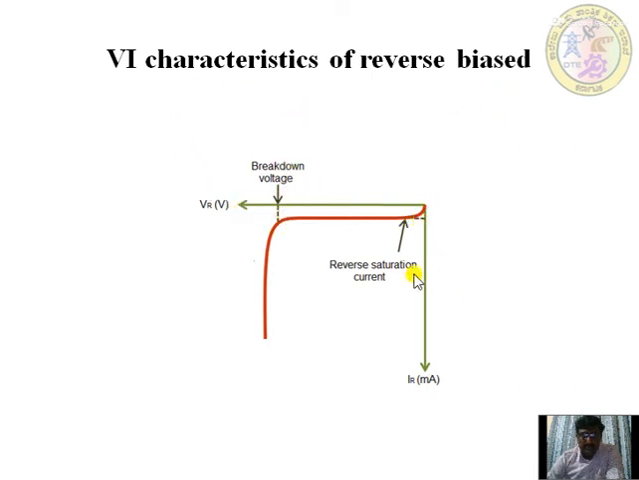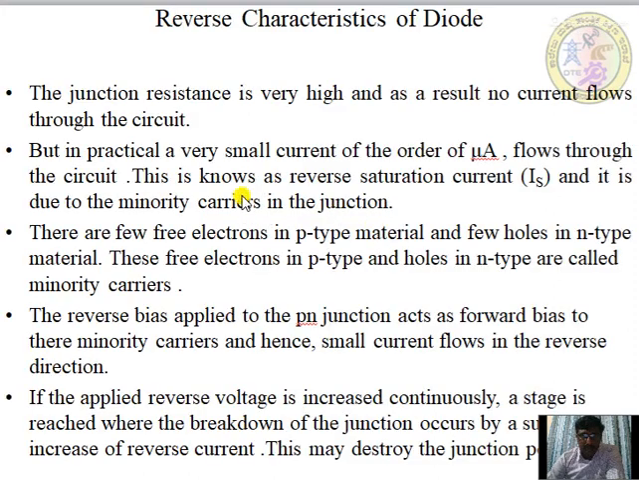See here, the reverse voltage as well as the reverse current, in milliamps and in volts. This is the reverse saturation current, and then there is a sudden flow of current. This point is known as the breakdown voltage. So, the reverse characteristics of a diode. We'll just go through them.